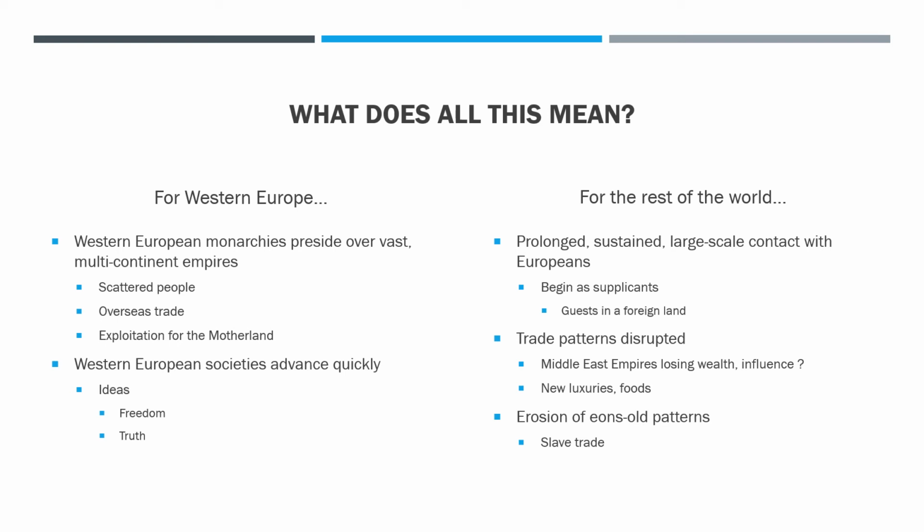They claim even more territory than they actually control. So how can they minister these scattered people? How do they minister these overseas trade? How do they ensure that the exploitation of these lands is beneficial for the motherlands?